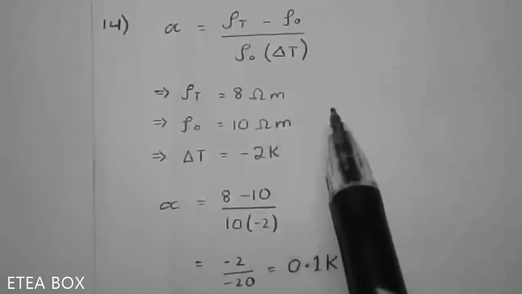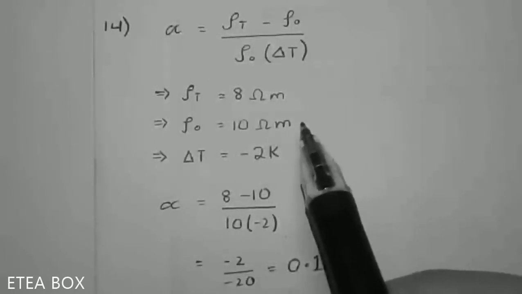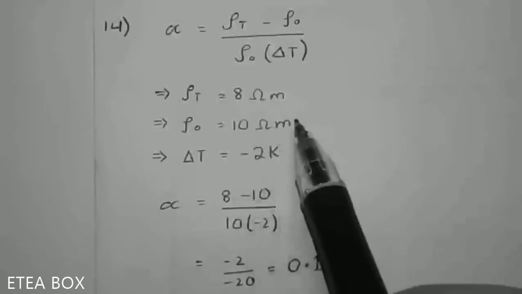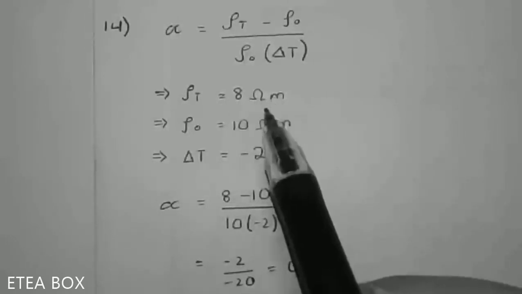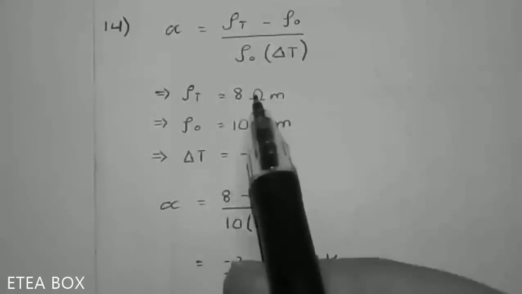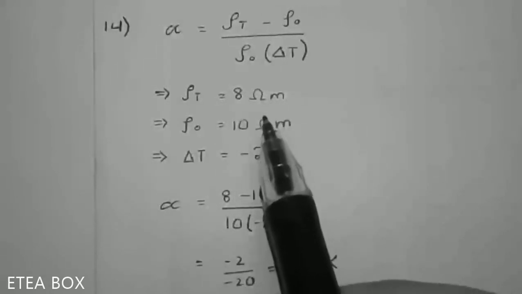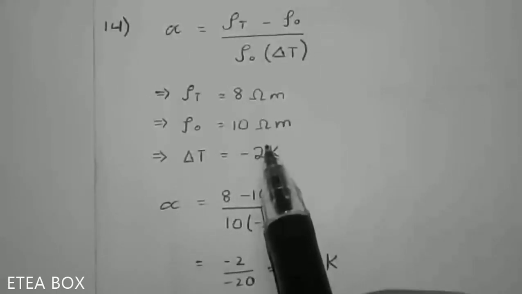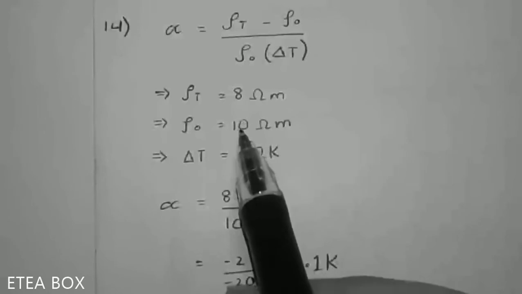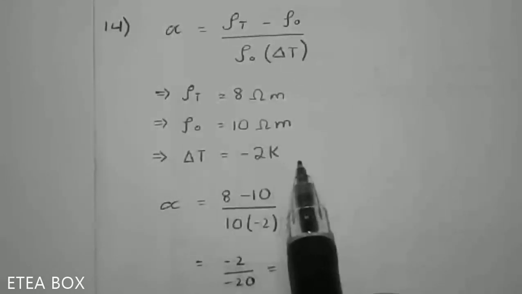Now look at here, in MCQ the original resistivity is 10 ohm meter, okay? And when the temperature is dropped by 2 centigrade, then the resistivity is also dropped by 2 ohm meter, okay? The drop in resistivity means that it has decreased from 10 ohm meter to 8 ohm meter, okay? Now the change in temperature is minus 2 centigrade, okay?